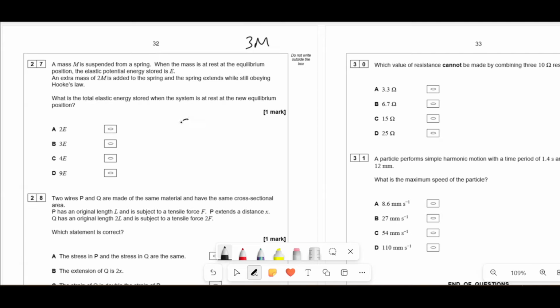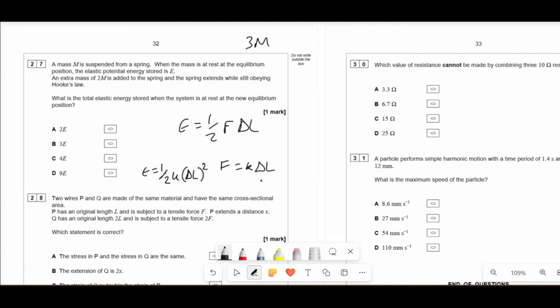So the energy stored, E, equals a half F delta L, right? And Hooke's law says that the extension of any sort of stretchy thing or a wire is proportional to the load or force, which is Hooke's law. So F equals k delta L, right? Now, if we substitute that in, we get E equals a half k delta L squared.